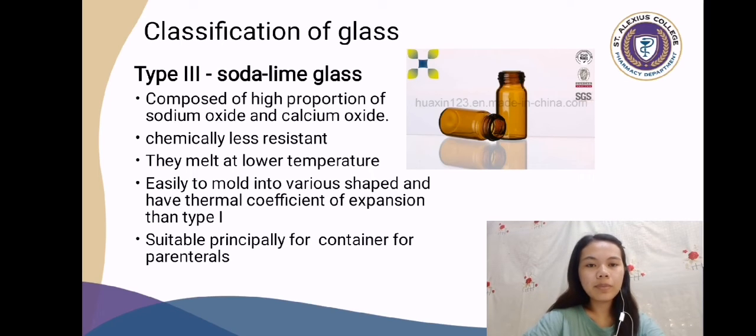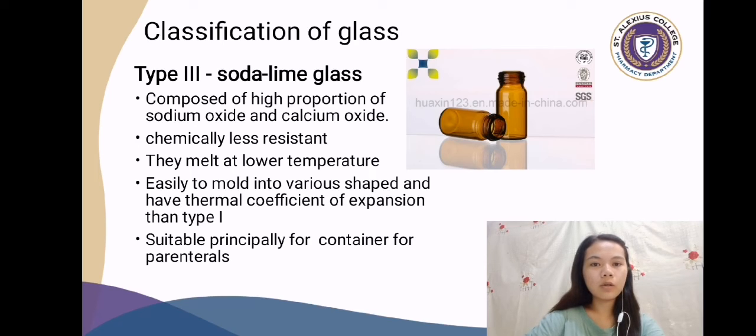Next is the type 3 glass. Type 3 glass is an untreated soda lime glass. So this is still a soda lime glass but is not treated with sulfur, unlike the type 2 glass. This is the type most commonly manufactured. This is composed of high proportions of sodium oxide and calcium oxide. Type 3 glass is chemically less resistant because soda lime silica glass only has moderate hydrolytic resistance compared to the first types of glass. They melt at lower temperature and are easy to mold into various shapes.